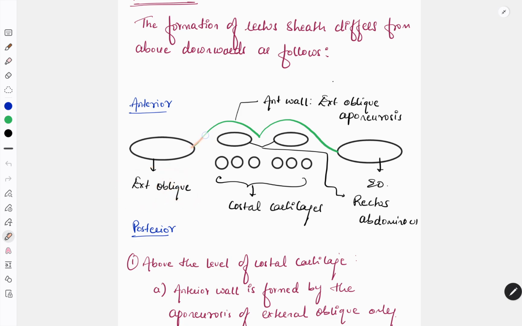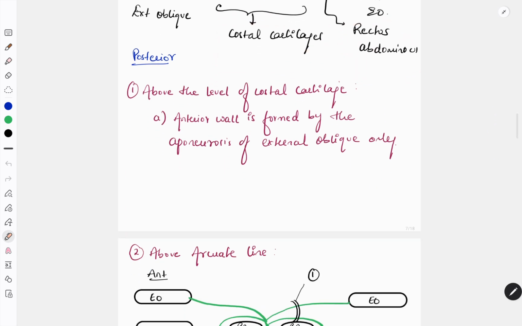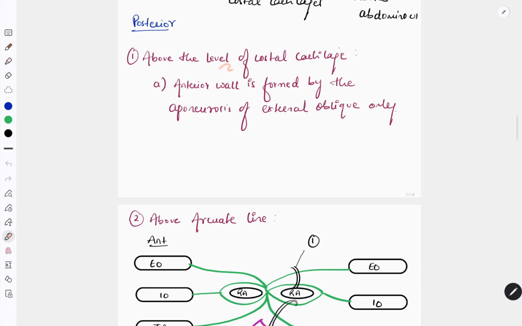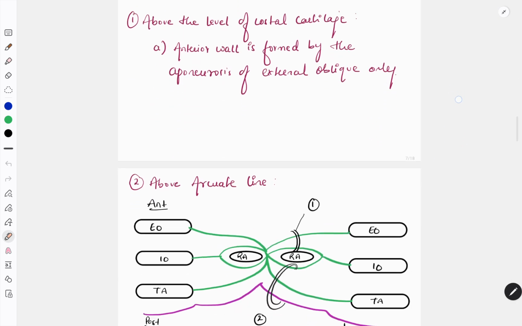So the external oblique of both sides will form the aponeurosis. The anterior wall is formed by the external oblique aponeurosis, and posteriorly we do not have anything. The muscle directly lies on the costal cartilages. These two are your rectus abdominis muscle. So above the level of costal cartilage, the anterior wall is formed by the aponeurosis of external oblique only. Posteriorly, you have the costal cartilages, nothing else.